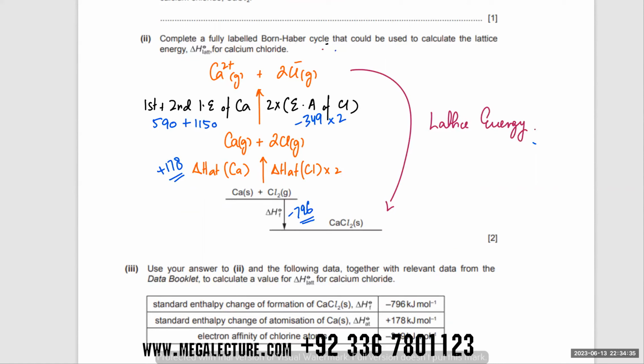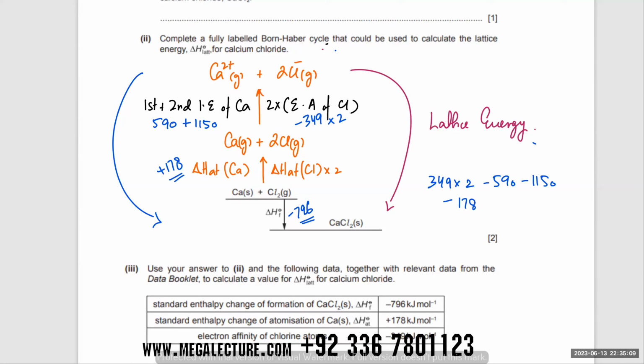So basically your lattice energy is equal to all of this stuff, where the first arrow has to go backwards. So that's 349 times 2 minus 590. The signs invert, so minus 1150. And the enthalpy of atomization of calcium also reverses, that's minus 178. We need the atomization of chlorine atoms.